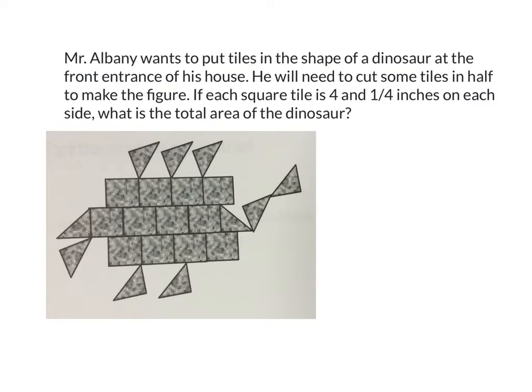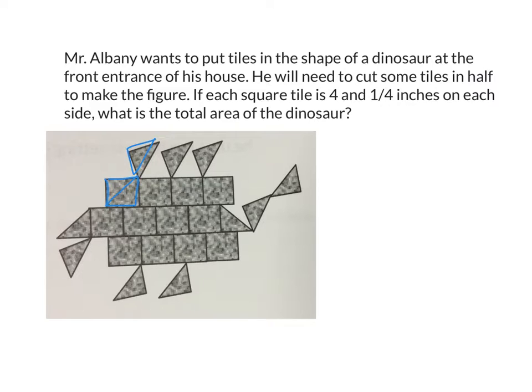This problem says Mr. Albany wants to put tiles in the shape of a dinosaur at the front entrance of his house. That's his plan. I guess to him that looks like a dinosaur. Okay? You can see that he's using two kinds of tiles. He has square tiles, okay? And some of them he's cut in half. Do you see that? So the triangles are exactly 1/2 of a square tile because you just cut it in half like that and it becomes a triangle. Do you see that?